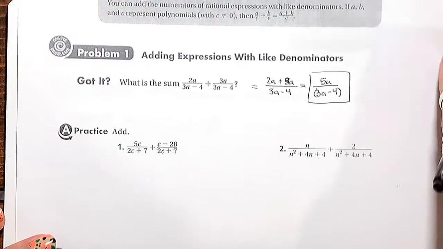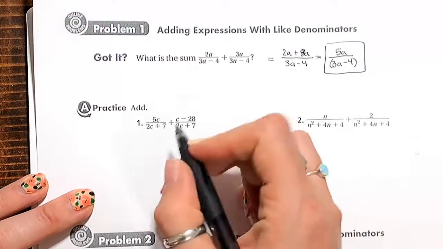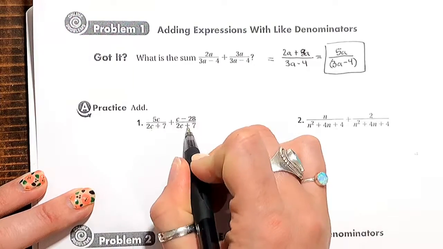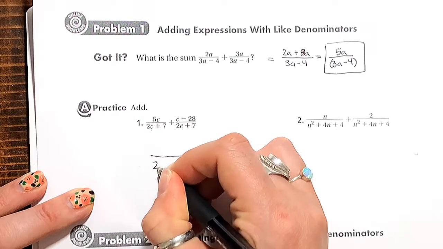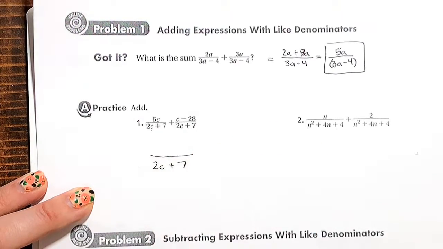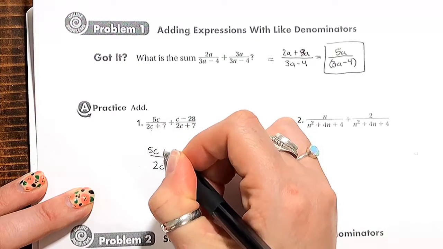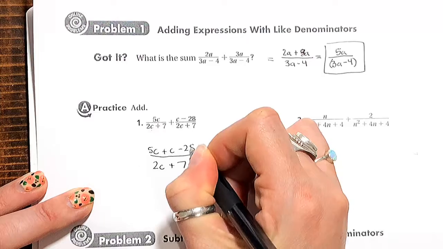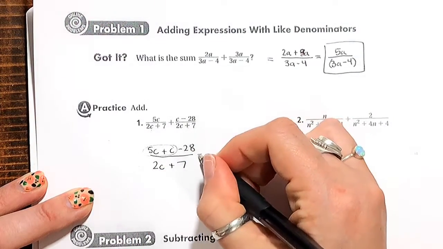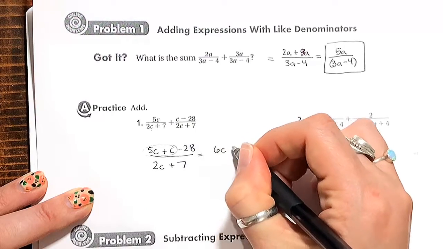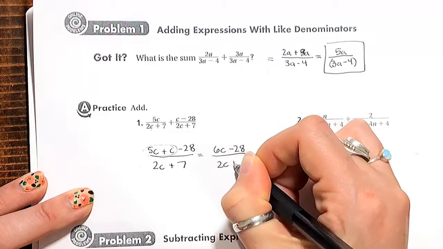Let's do one more of these easy ones where we already have a common denominator. So on this one, again, we have the same denominator, 2c plus 7, 2c plus 7. So your answer, you're going to keep the 2c plus 7. And then you're going to add the numerators. So I would have 5c plus c minus 28. But then these are like terms, so we can go ahead and add those c's together to get 6c minus 28 over 2c plus 7.